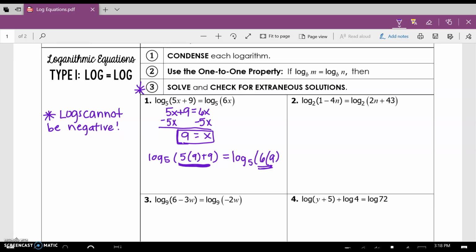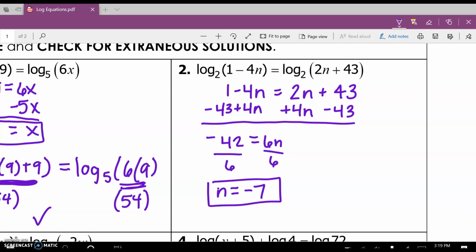And in this case, this is going to be 54. And this is going to be 54. So neither of those are negative, so we're good to go there. And I want you all to try number 2. It's the exact same as number 1. So when you solve number 2, you should get that n equals -7.